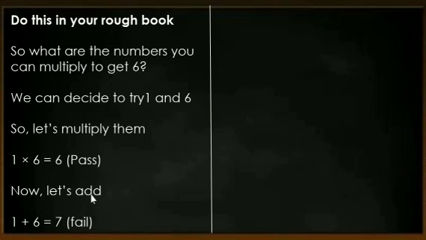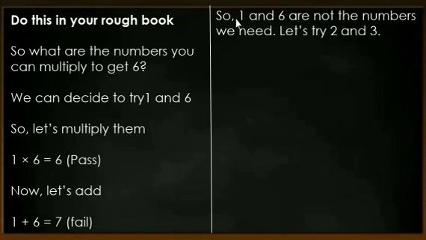Now let's add them. When you add 1 and 6, it will give you 7. So it has failed the second criteria, which says that it should give us 5, which is our coefficient of b. So 1 and 6 are not the numbers we need. So let's try another set of numbers. Let's try 2 and 3.